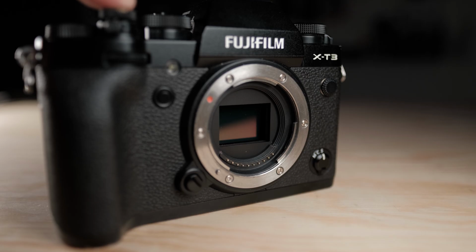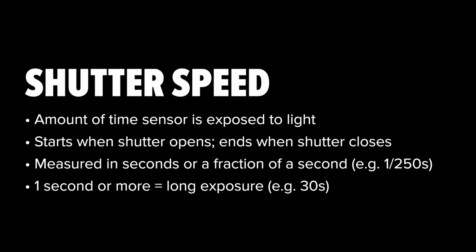So the shutter speed is the amount of time that your camera sensor is exposed to light. The time is measured starting when the camera shutter opens, and it ends when the camera shutter closes. The shutter speed is measured in seconds, with the most common shutter speeds being a fraction of a second, for example, 1/250th of a second. For longer lengths of time, which are called long exposures, this would be 1 second or more, say in a long exposure of 30 seconds.